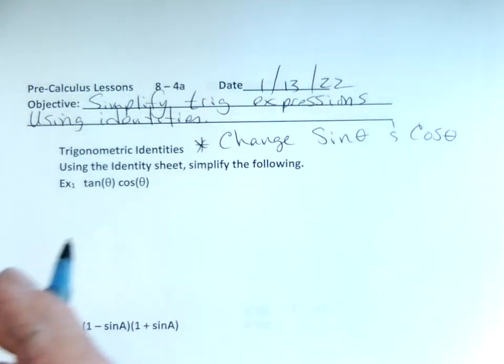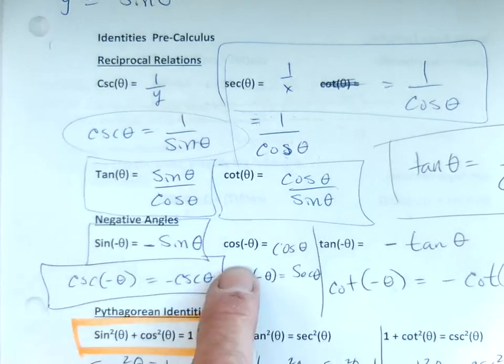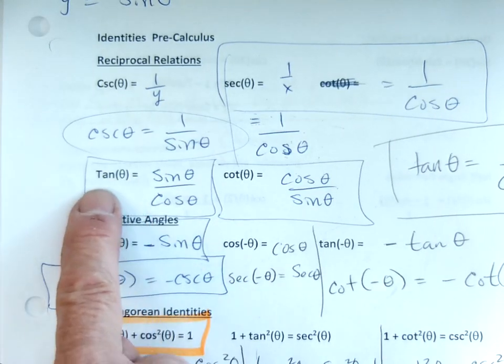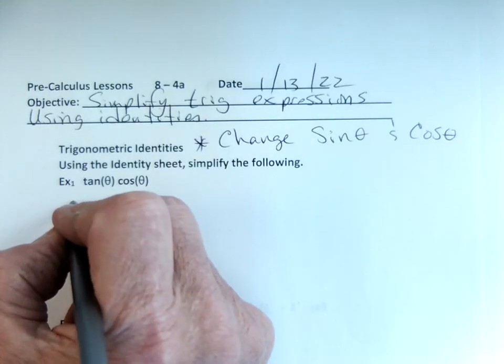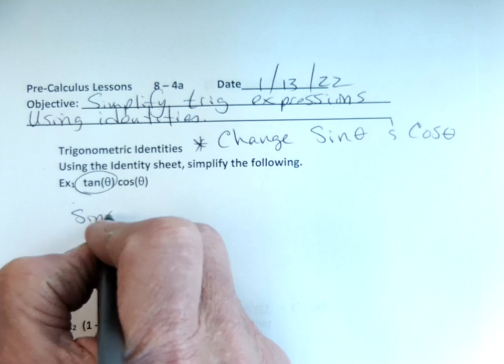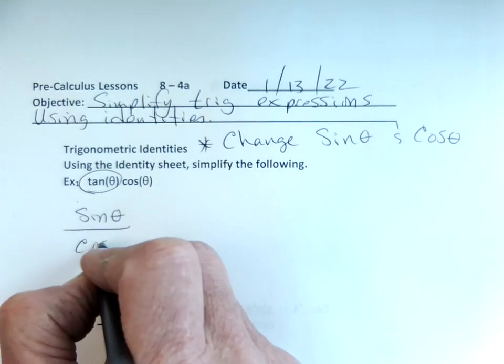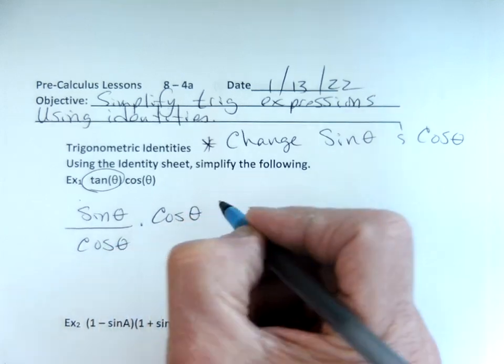So I agree, tangent. See, this is how I'm going to use my unit circle identity sheet. There's tangent, right? This is how I use it. Tangent is sine over cosine. So instead of tangent, we're going to write sine theta over cosine theta times cosine theta, right?